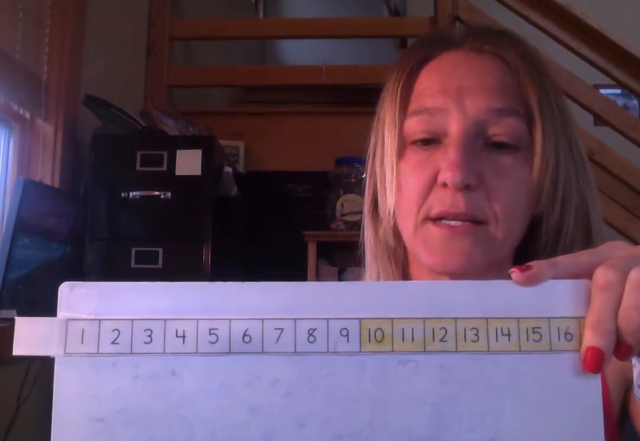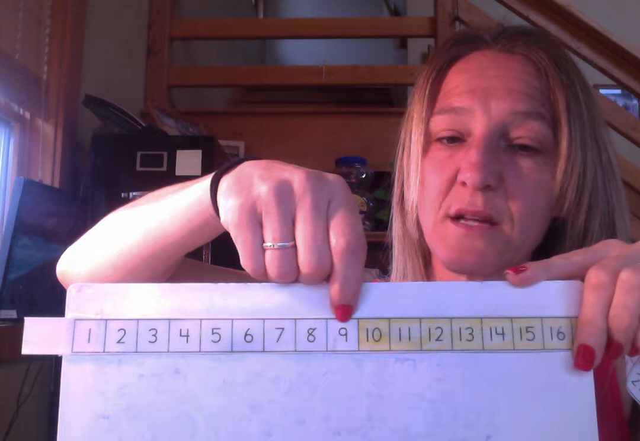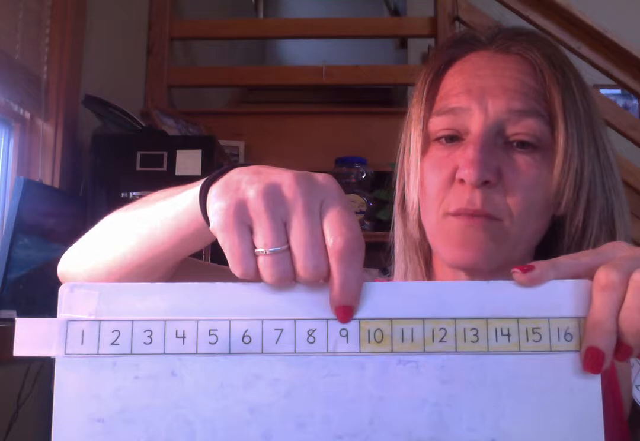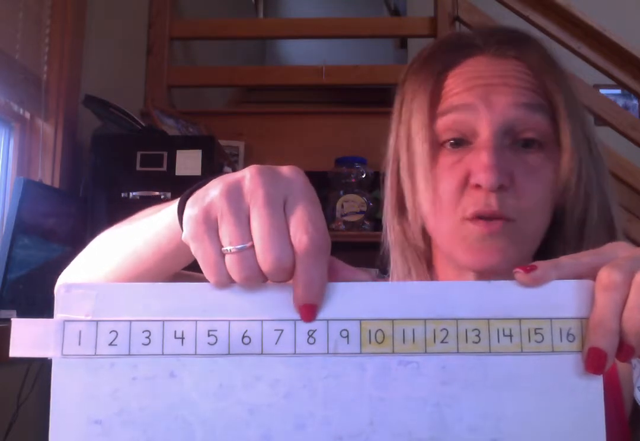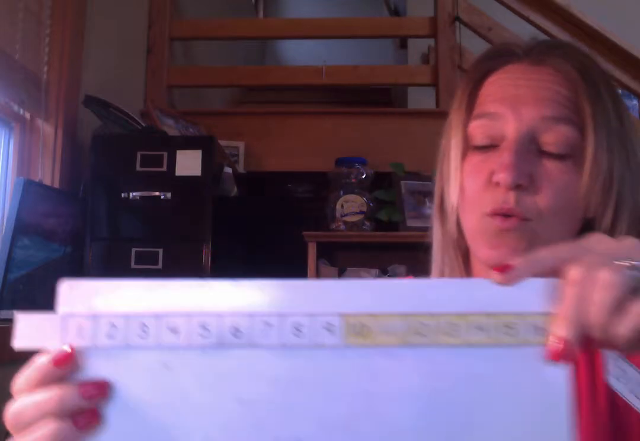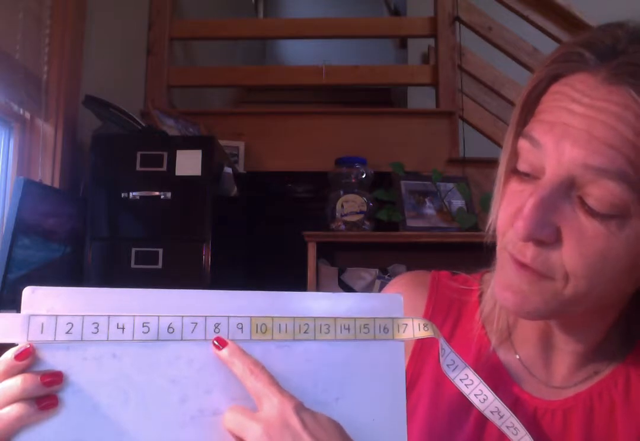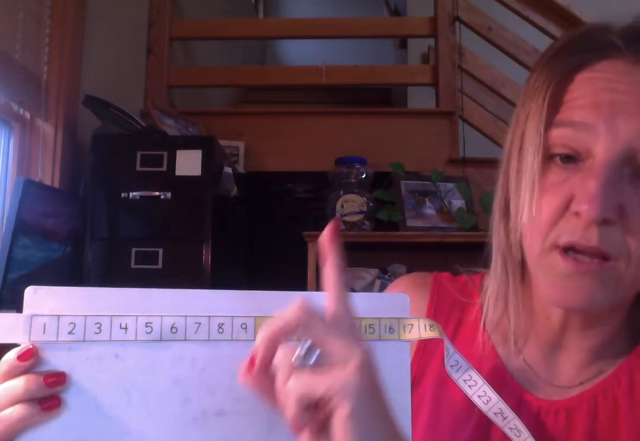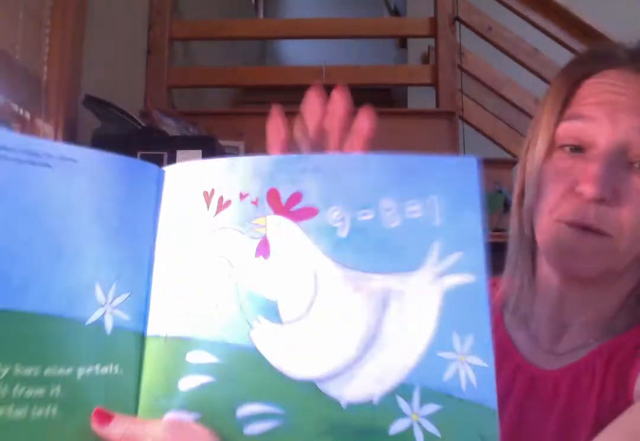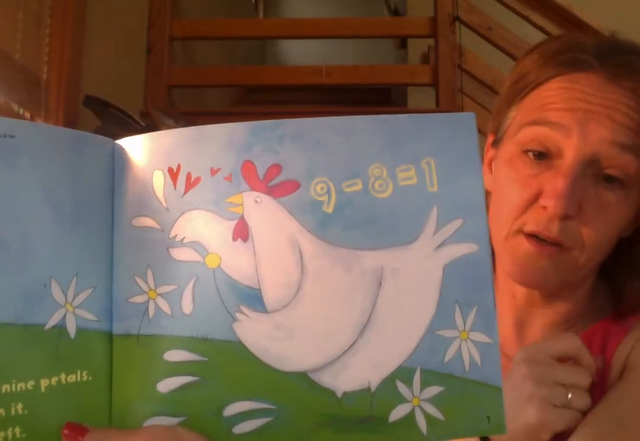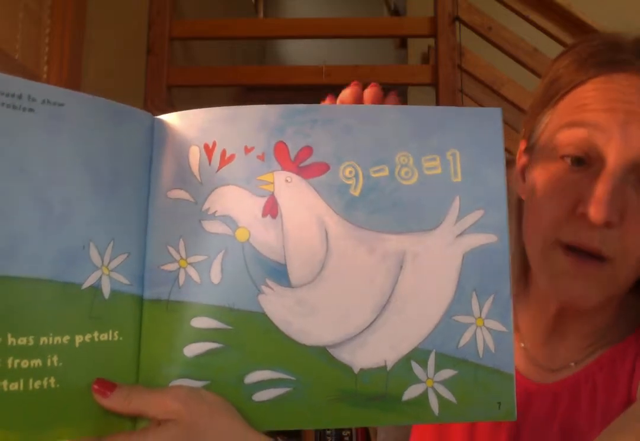Okay, but what about looking at this number 9 and then just going back to the number 8? How many jumps is that? Just 1 jump. So when we look at subtraction, we could look at it that way. The difference between 8 and 9 is only 1. So there's only 1 petal left because she plucked all but 1 petal. 9 minus 8 equals 1. They're only 1 different. So she plucked all but 1 petal.